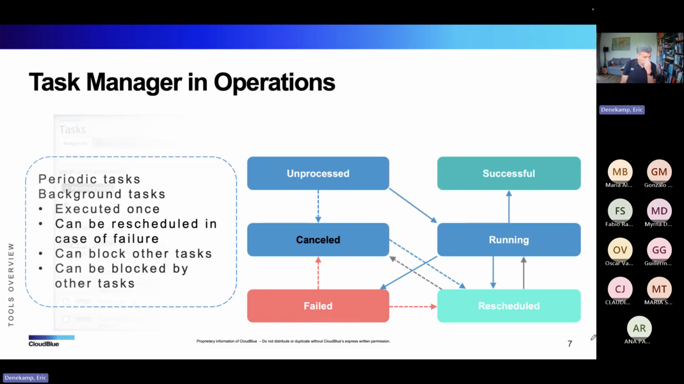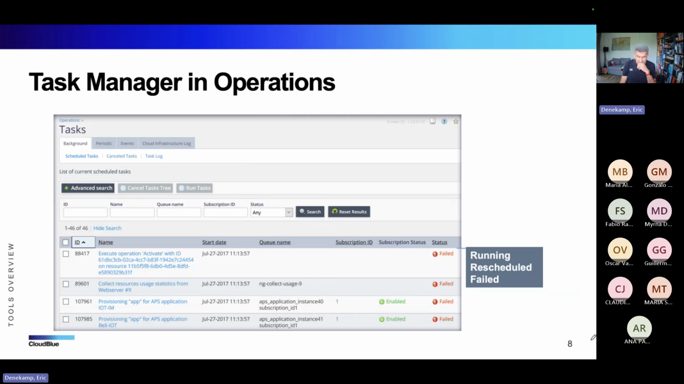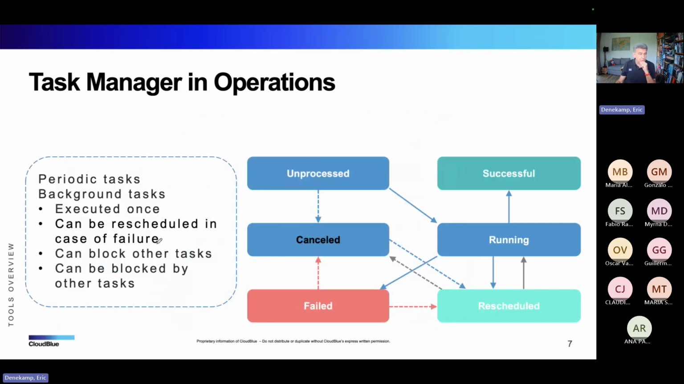The task log is your help, and a task can also be blocked by other tasks. So if there is an order to build things, first create a tenant, then create a license, etc., and the tenant cannot be created, guess what happens with the task of creating the license?